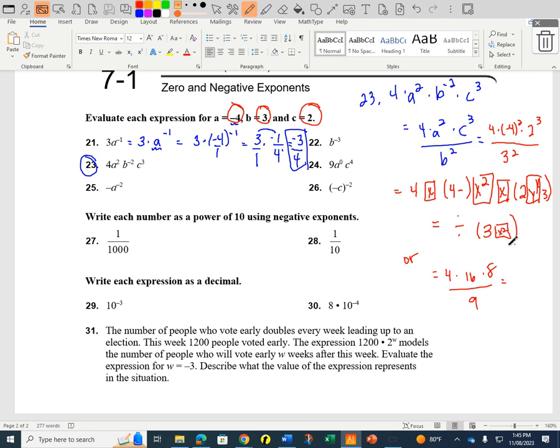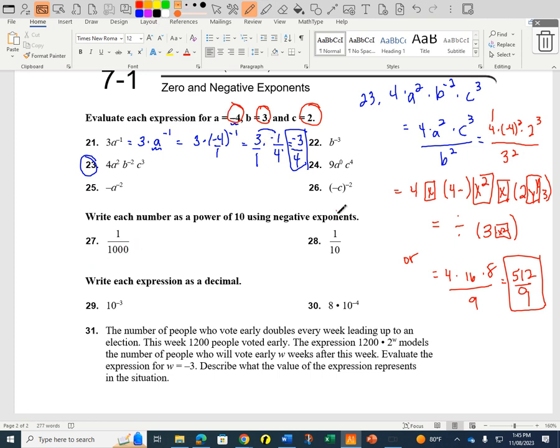And that would be, so you could do it like that, or you could simplify each expression. So negative 4 squared is positive 16, 2 cubed is 8. So either one of those, you should get the same answer. So let's do one like 27 or 28.